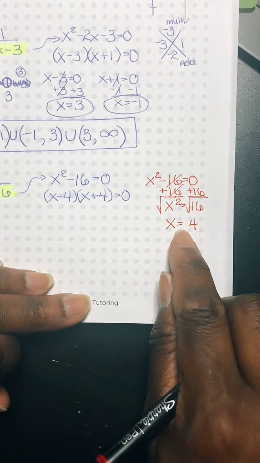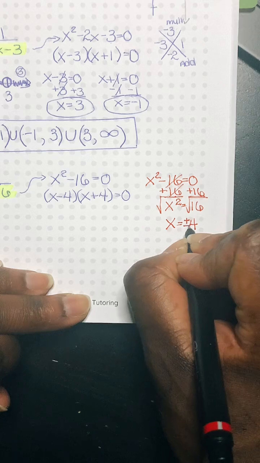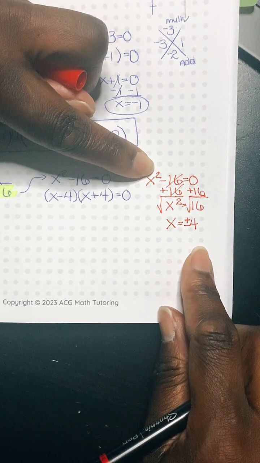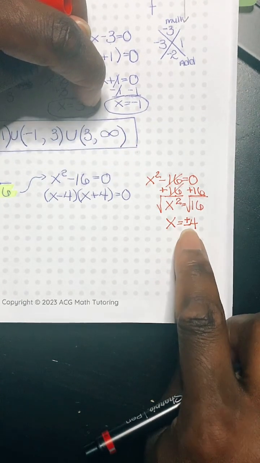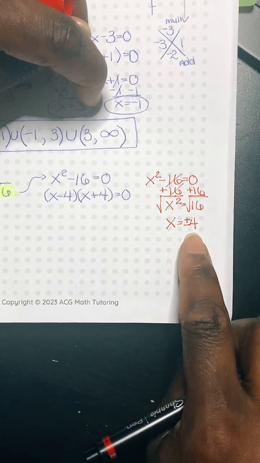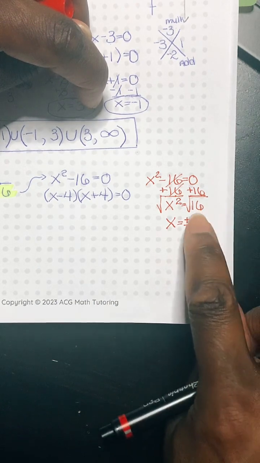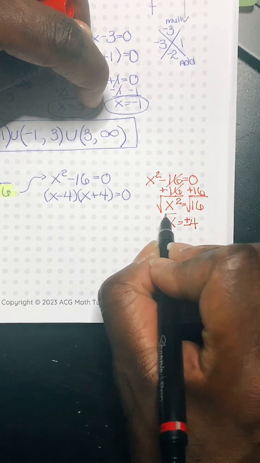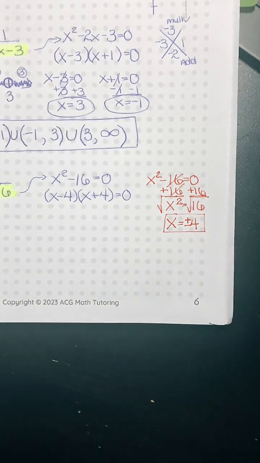But the difference for this is going to be I need two solutions. The reason why I need two solutions, my highest degree is to the second power. So I need a positive 4 and a negative 4. Because 4 times 4 gives me 16, and negative 4 times negative 4 also gives me 16. So that's how I could have two answers. One's a positive 4 and one's a negative 4.